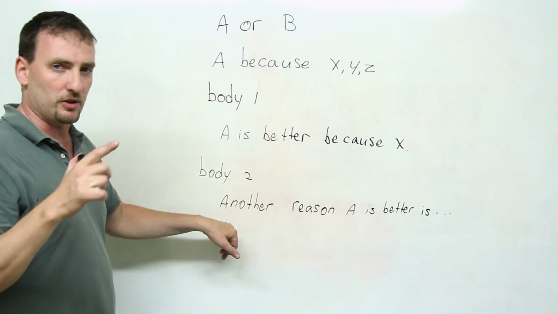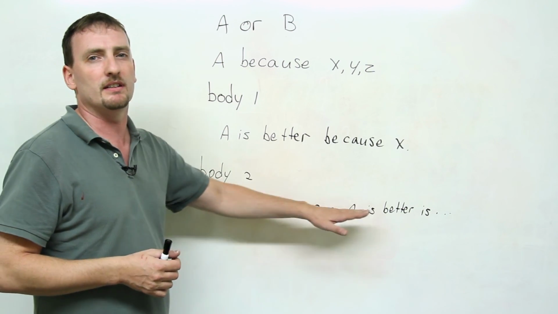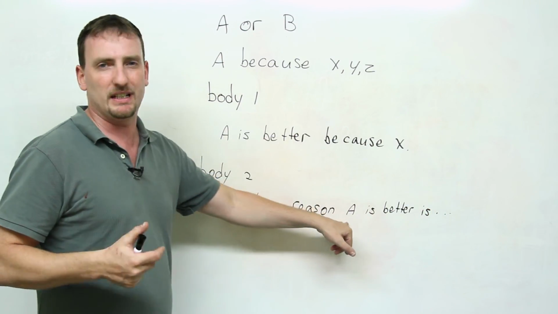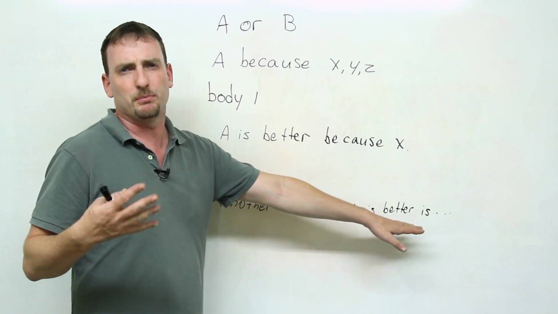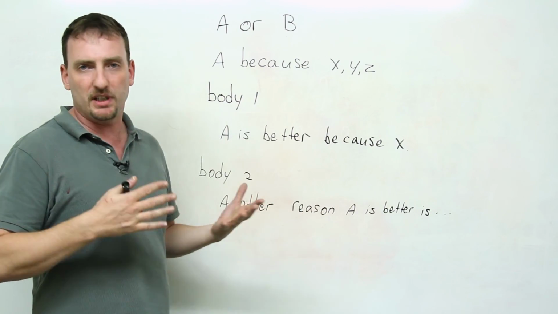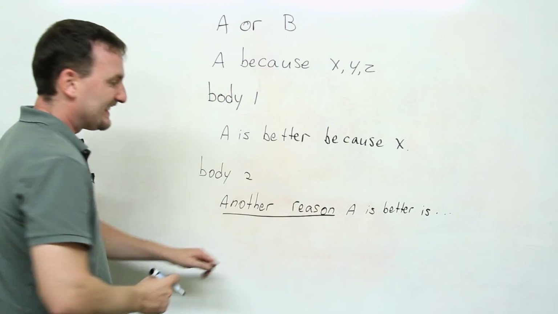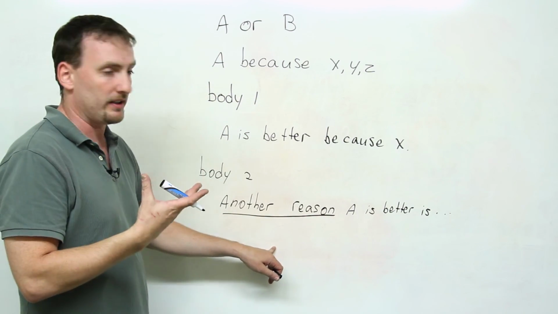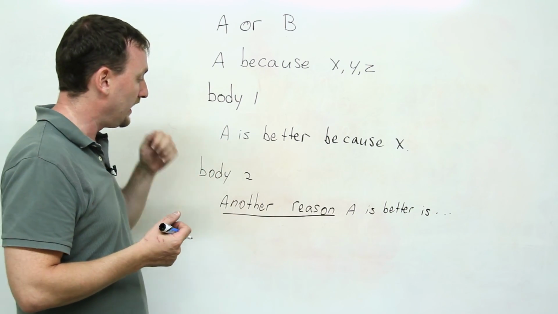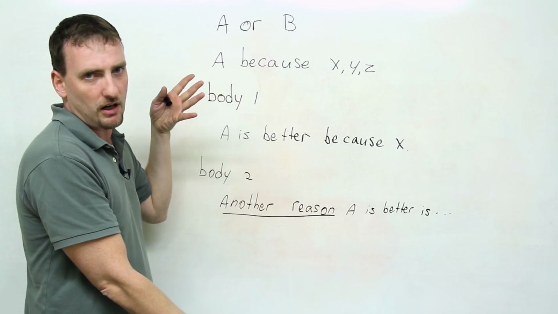Now, you can start your next body paragraph by saying, another reason A is better is, etc. Another reason the big city is better is because there is more cultural life, better nightlife, you can meet more people, whatever your reason. But this is an excellent transition point, an excellent transition term if you can't think of any other one. Okay? Now, you're using another because I don't know how many you're going to talk about here.